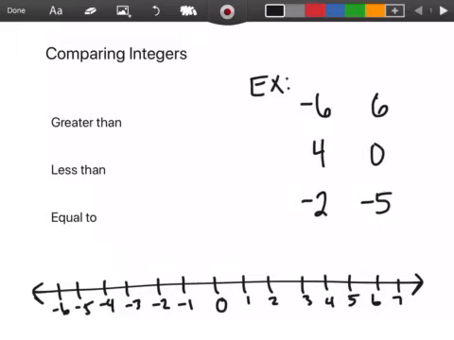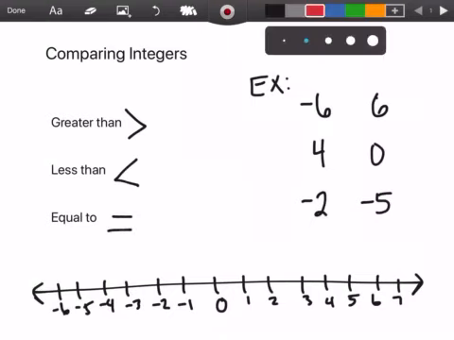This video is on comparing and ordering integers. When comparing integers, we use three possible words and symbols. We have greater than, which is always this symbol, less than, always this symbol, and equal to, this symbol.